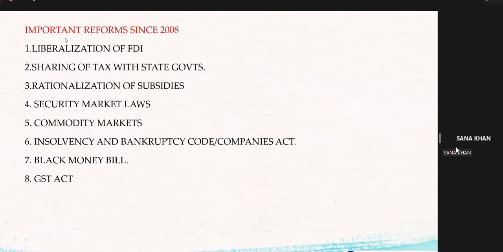So this is also, I've given what the important reforms are, what had happened: FDI liberalization, then sharing of tax with state government. Earlier, a few taxes were being imposed by state government. VAT was there earlier. Then central government was also imposing certain taxes, but now it is GST. You can see after so much liberalization, even the GST Act came into existence. So if you read, you can easily understand this.